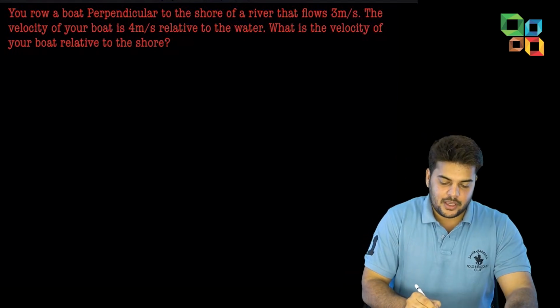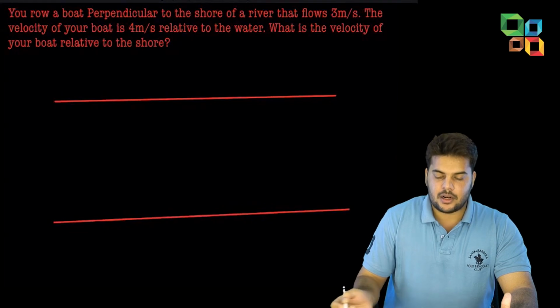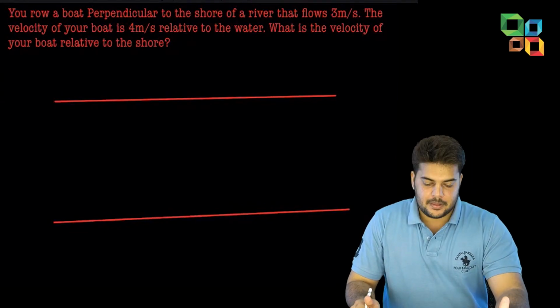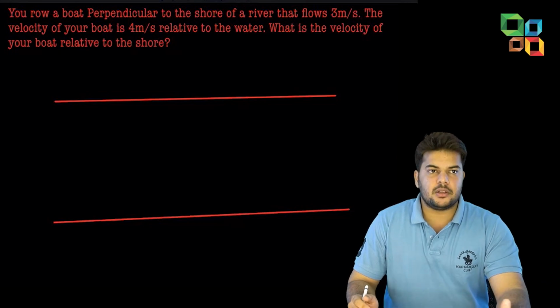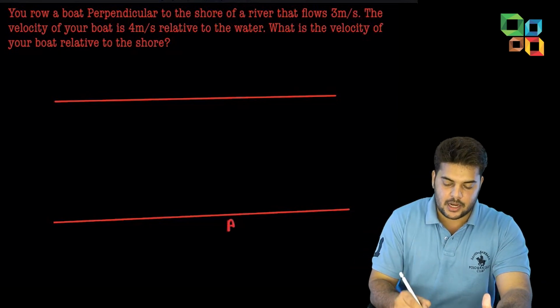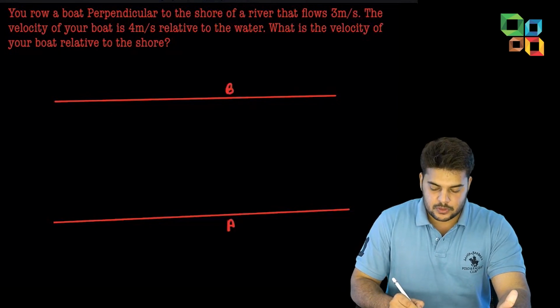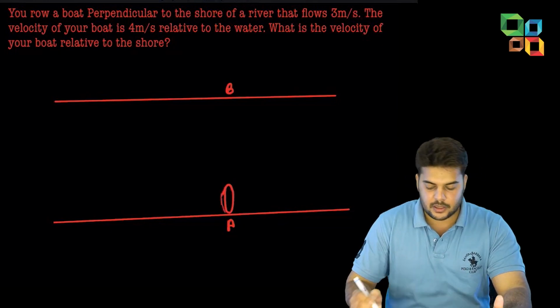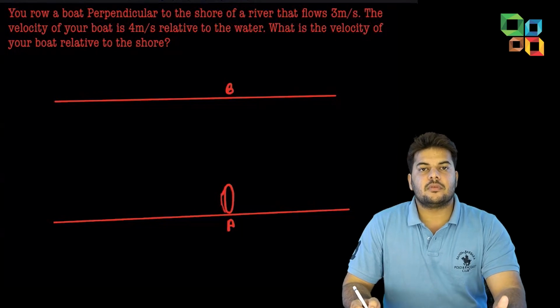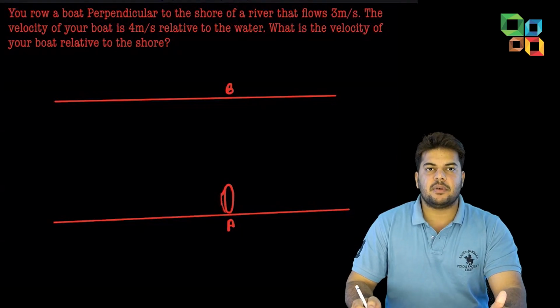Yes. So, for some strange reason, I'll be drawing the river as these two lines. Now you row a boat perpendicular to the shore. So this is the shore. This is shore A and this is shore B. So you're rowing the boat perpendicular to the shore. So here's the boat. If you want me to give some shape to this boat, this is what it looks like. That's the boat. And you row it perpendicular to the shore of a river that flows 3 meters per second.